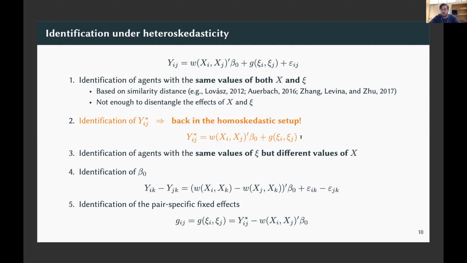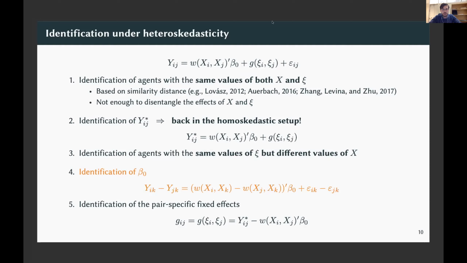And now, since you're back in the homoscedastic world, you can apply the same argument to find agents with the same values of xi's and different values of x's, and this is key. This allows you then to disentangle the effects of observables and unobservables, because you now have variation in x after controlling for xi, and beta naught can be identified from this pairwise difference regression.